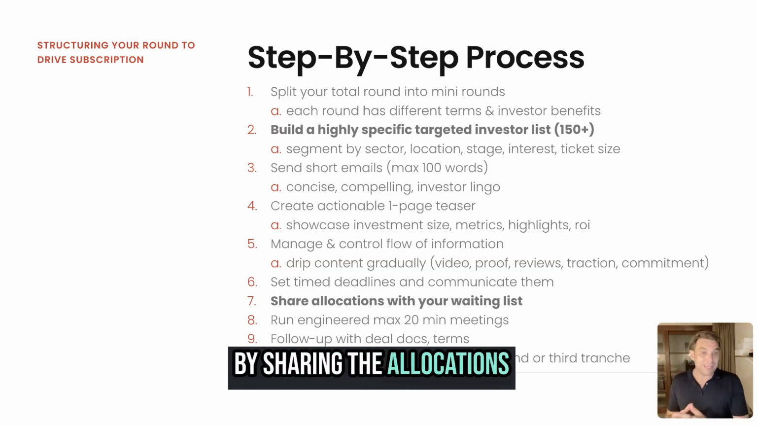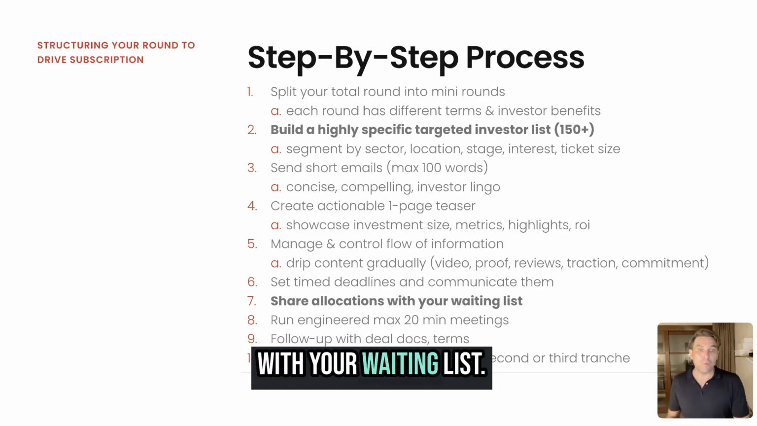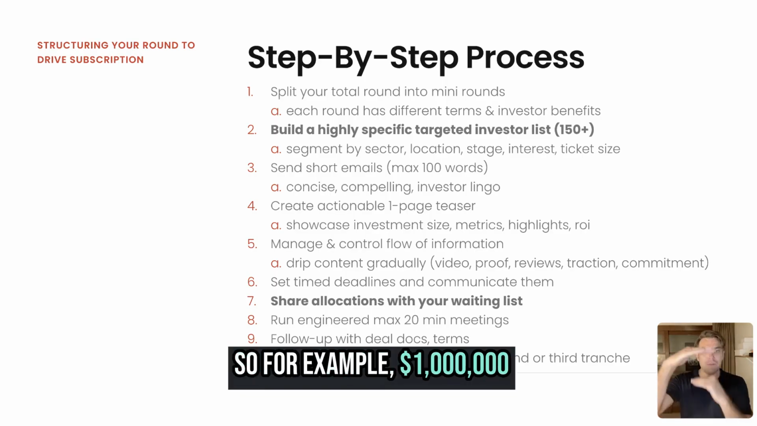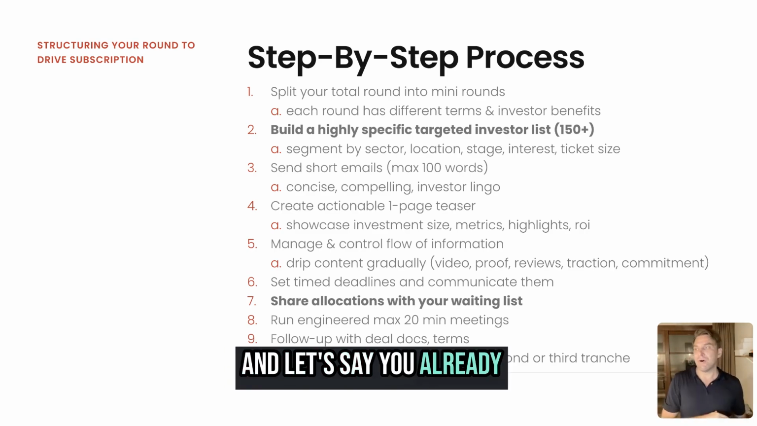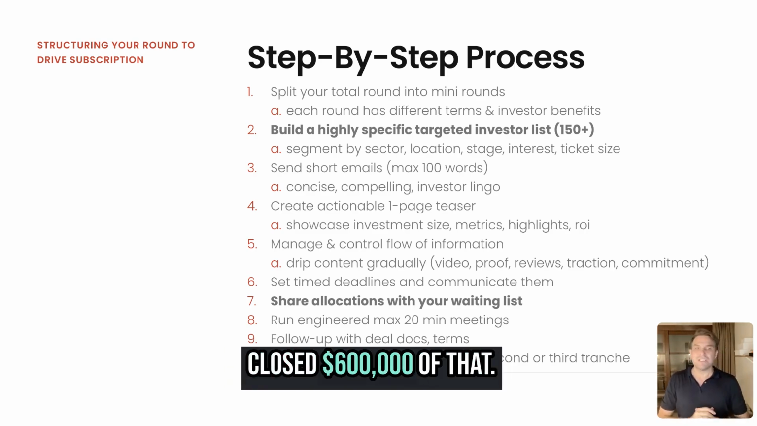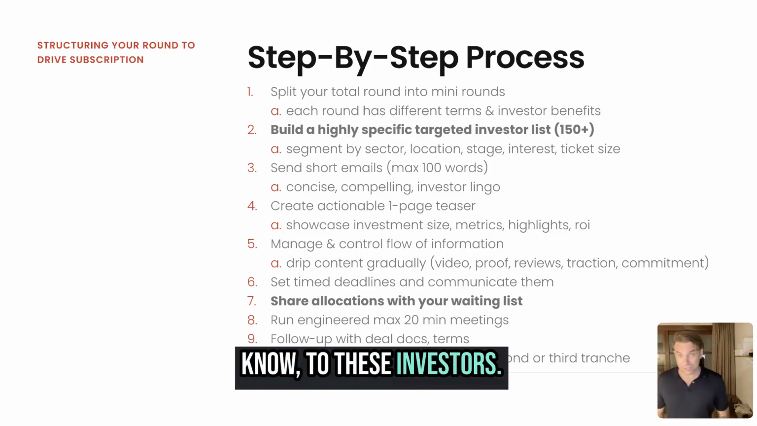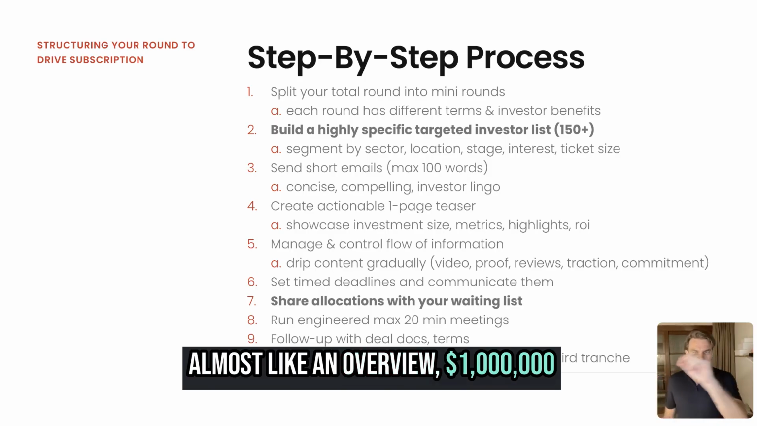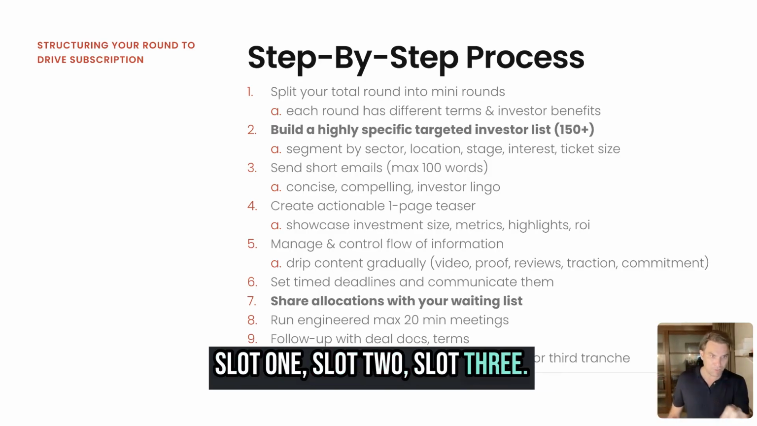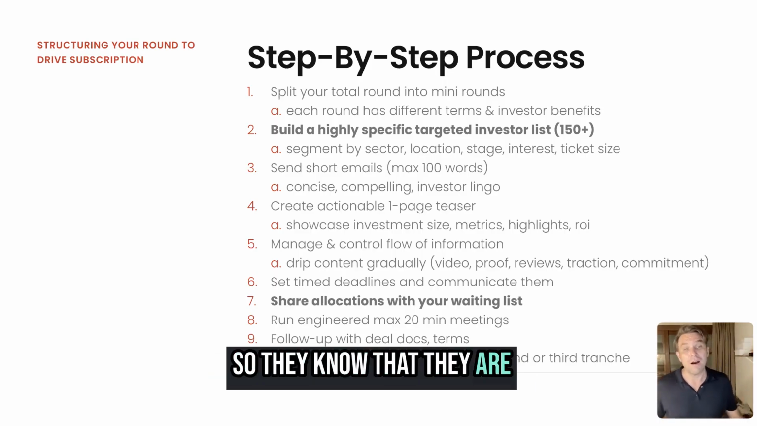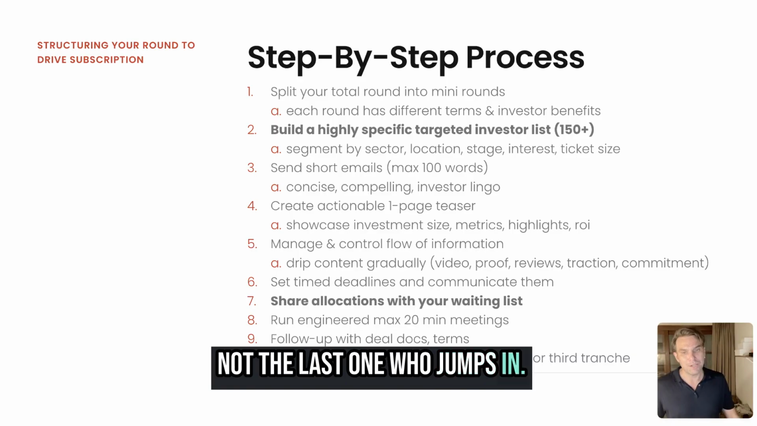Now, by sharing the allocations with your waiting list, so for example, $1 million, and let's say you already closed $600,000 of that, then you want to share with these investors almost like an overview: $1 million, slot 1, slot 2, slot 3, slot 4, including the terms, so they know that they are not the last one who jumps in.